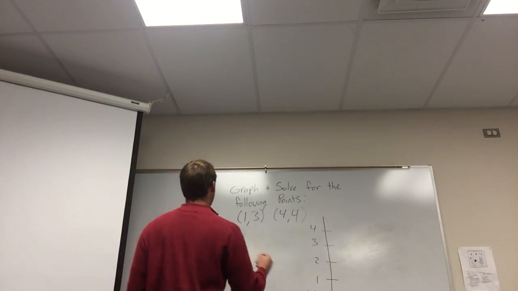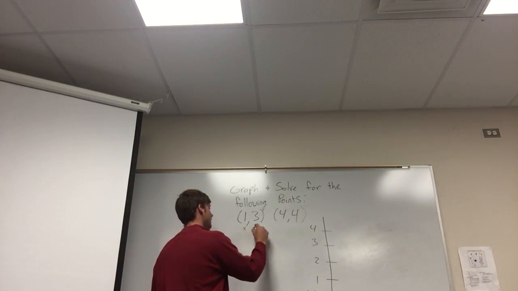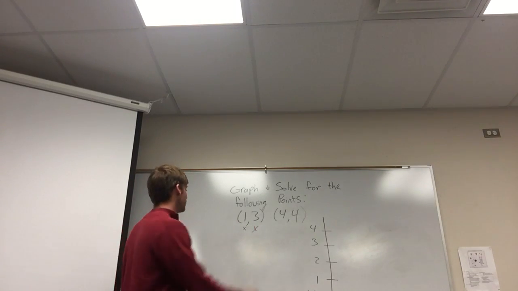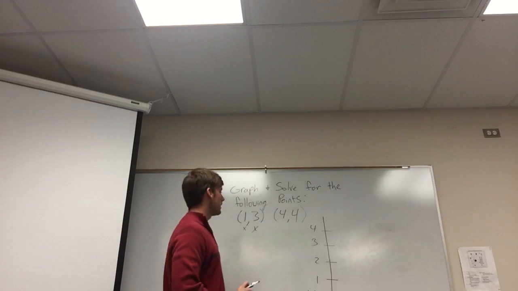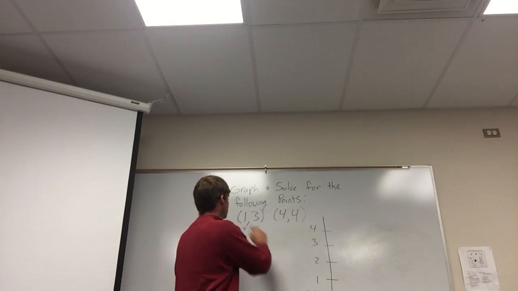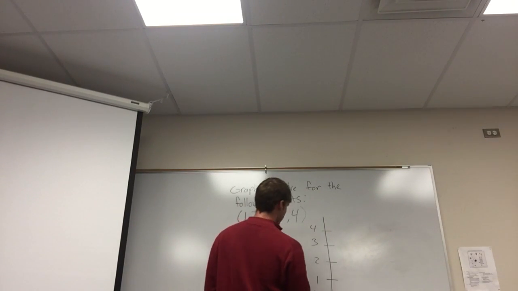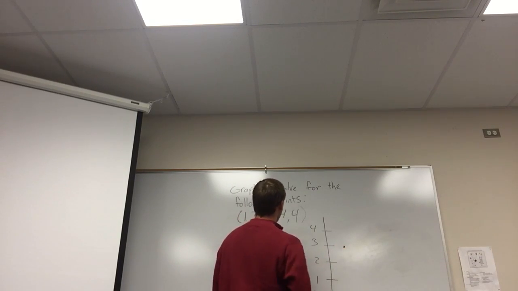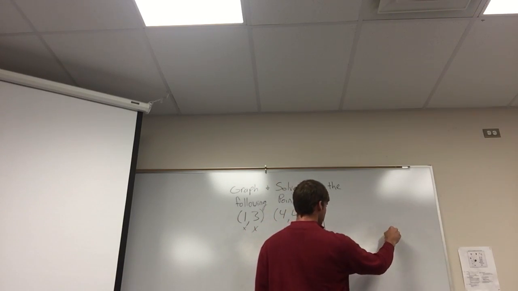Very good. X always comes first, and then we have y. Just like in the alphabet, it goes x, y, z, right? So we have x first and then y. Okay? So let's go ahead and plot our points. We got a 1 and a 3, so we're going to go over 1 on the x-axis, and then 3 up on the y-axis. And then we've got a 4 on the x, 4 on the y.